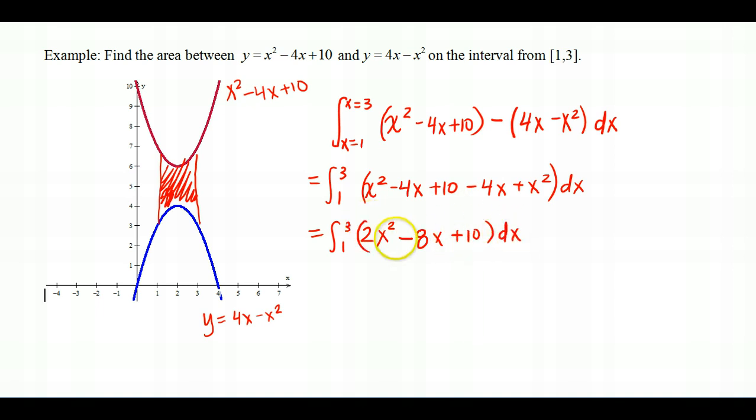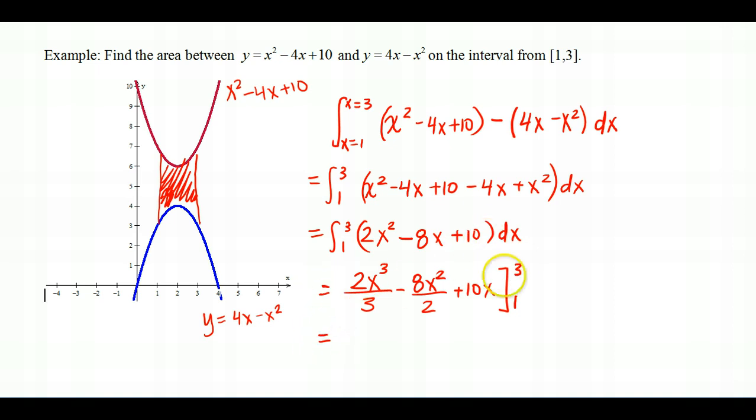dx. So now I'm evaluating a very straightforward definite integral, so I can use the power rule here and then use the Fundamental Theorem of Calculus part 1. So the antiderivative is 2x cubed over 3 minus 8x squared over 2 plus 10x evaluated from 1 to 3.